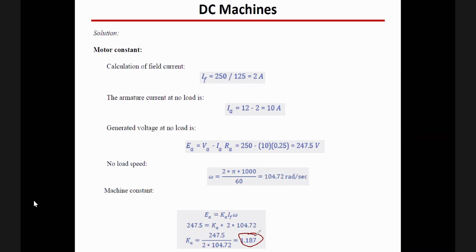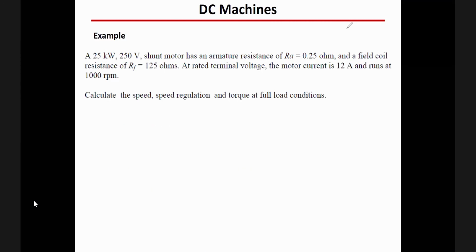And this is the second part of this example, which is basically the same example here. But the requirement here is to find the speed regulation and torque at full load conditions. So what do you mean by full load conditions?